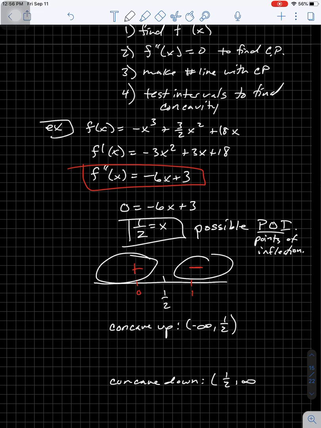Now what does this mean? Concave up is just a bowl up. Concave down, bowl down. Okay, so concave up means it's caving up. Concave down means it's caving down.